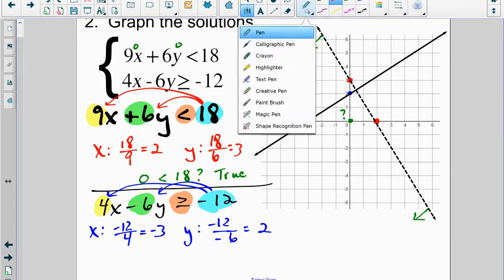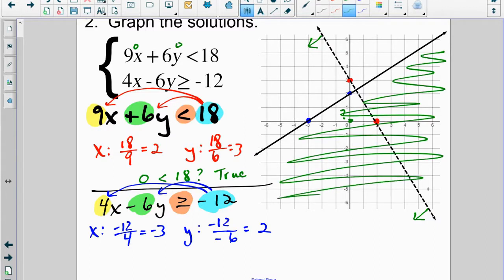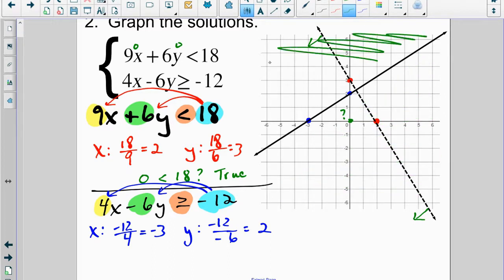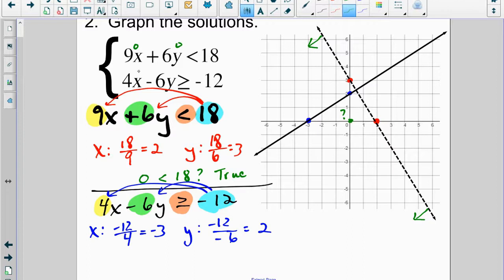The next thing we need to do is determine which side of that line contains the solutions. So again, let's check the origin. If the origin, or 0, 0, is a solution for that solid boundary line inequality, I'm going to shade the side that contains the origin, 0, 0. If it's not a solution, then I'm thinking about this other side of the boundary line having the solutions. So let's test it. I plug a 0 in for x and a 0 in for y. I do 4 times 0 minus 6 times 0. Well, that's just 0. And the rest of the inequality reads that 0 is greater than or equal to negative 12. So we have to think about that.